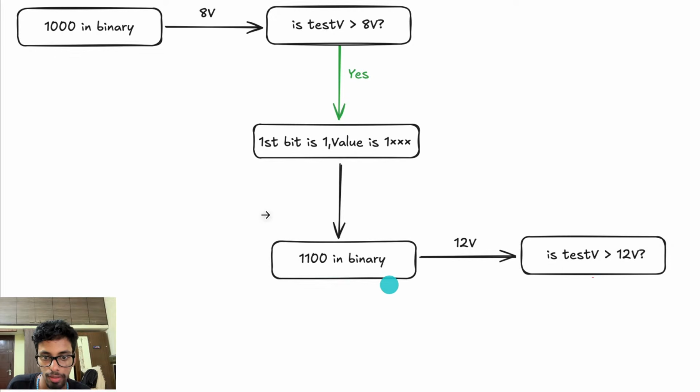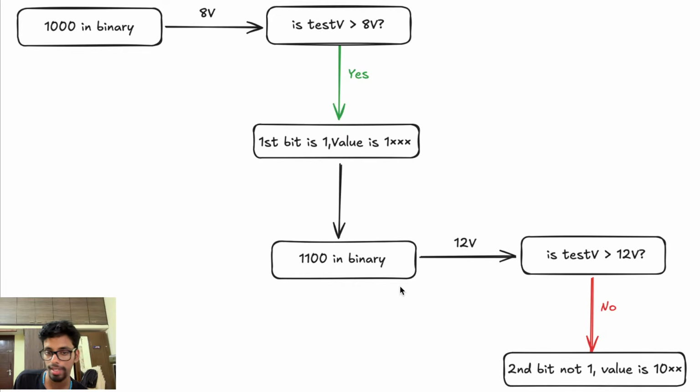1100 in binary is going to be 12 volts. So is our test voltage, 11 volts, greater than 12 volts? Anyone replying? Okay, I don't think so. So our test voltage is less than 12 volts. So our second bit is not going to be 1. The guess for the second bit was wrong. The second bit is going to be 0 instead. So right now we have confirmed that it's going to be 10xx.